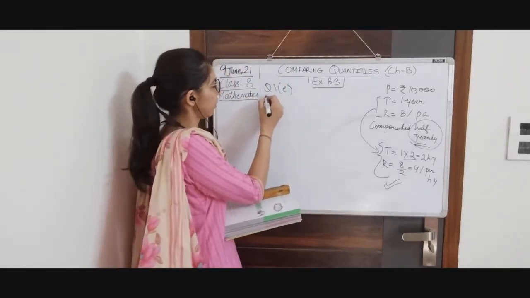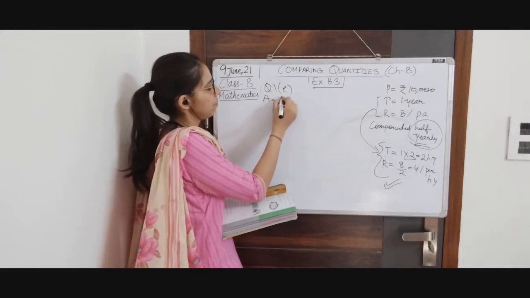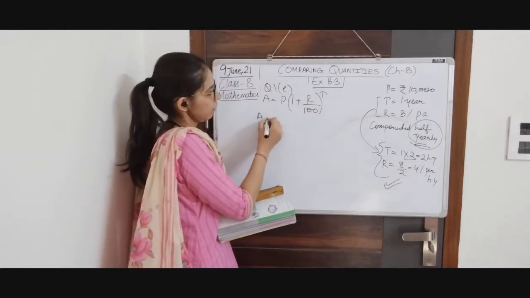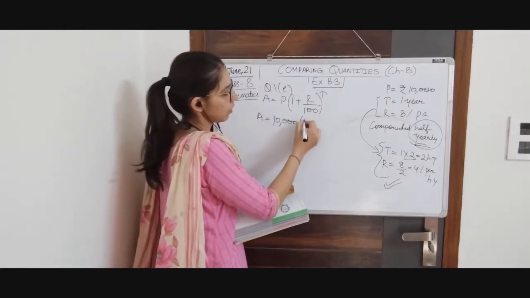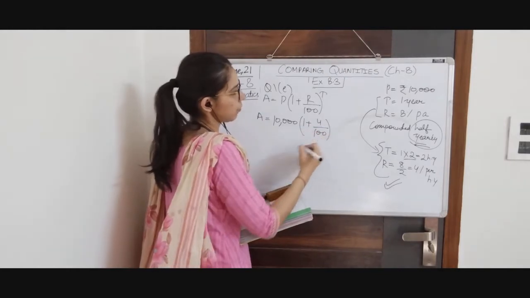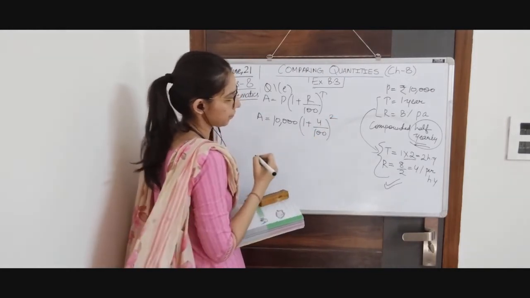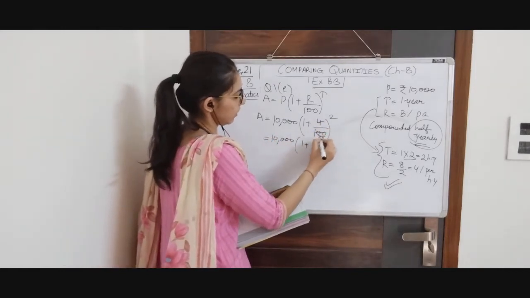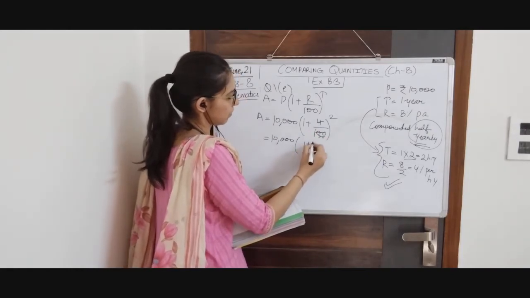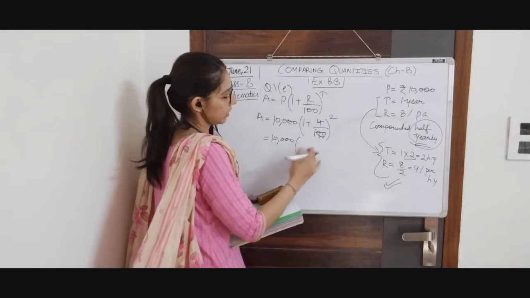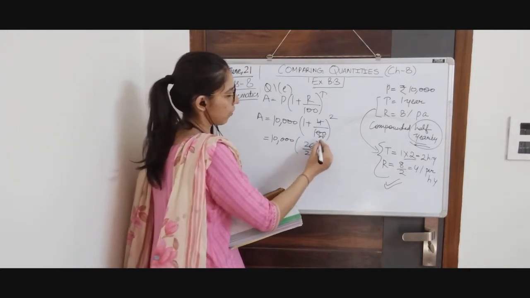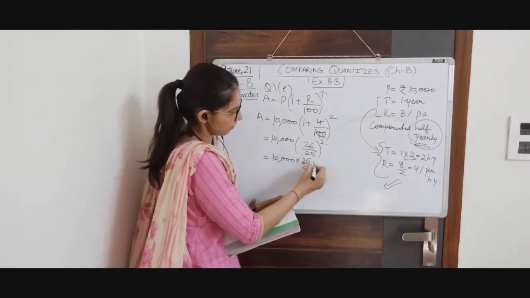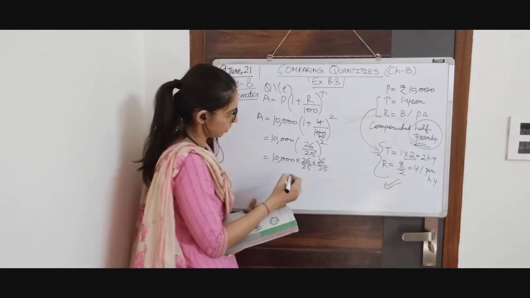Now we have to calculate our amount first. Amount will be P(1 plus R by 100) to the power T, which will be equal to 10,000 (1 plus 4 by 100) to the power 2. 10,000, it will be 25. So 1 plus 1 by 25, which will be equal to (26 by 25) to the power 2, which will be equal to 26 into 26 by 25.